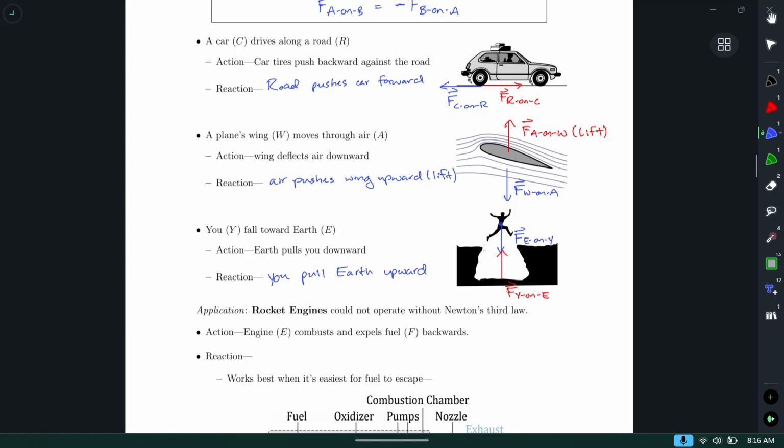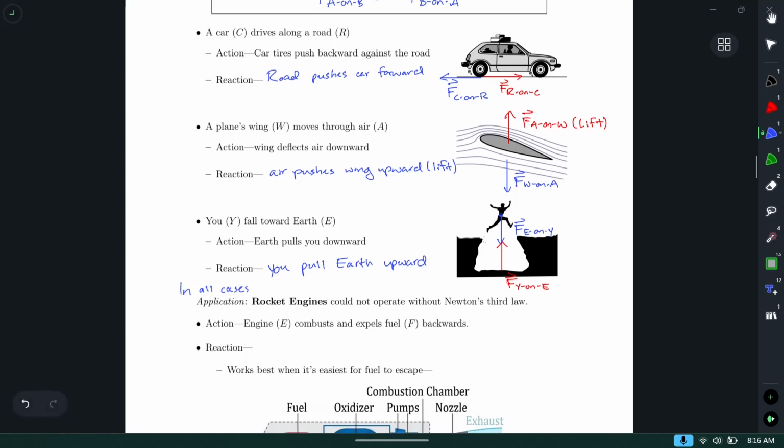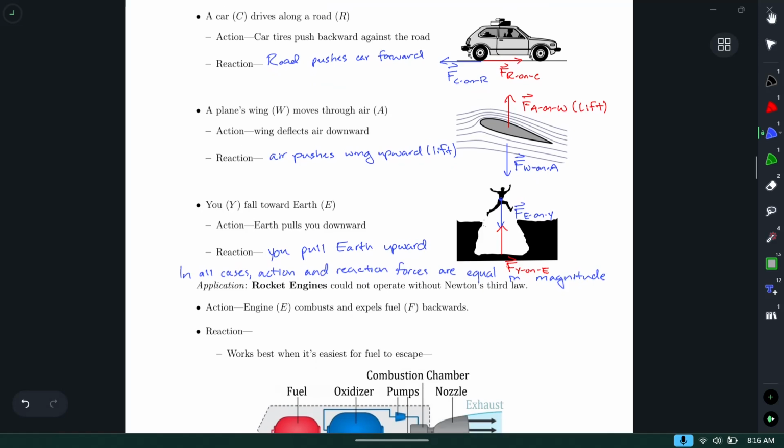That one's kind of troubling, but it's the same statement as the other two. So, in all cases, the action and reaction forces are equal in magnitude. This is a line of text I've been meaning to write in for several semesters, and I forget every time. So anyway, let's look at that last case, because I know that one doesn't sound right.